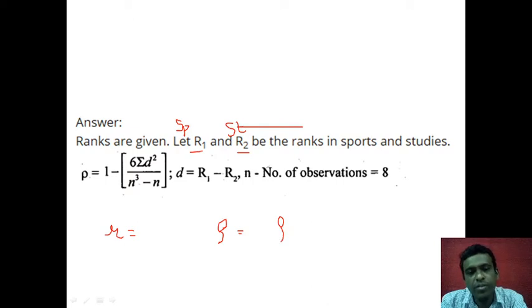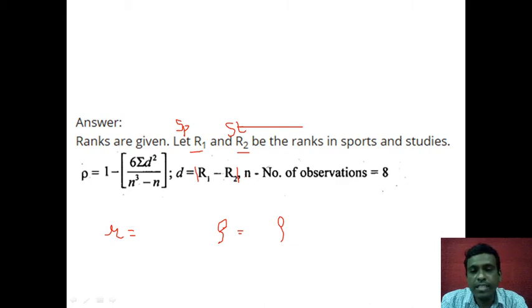So rho equals 1 minus, remember this, 1 minus in the bracket 6 sigma d square divided by n cube minus n, where d is nothing but the difference in R1 and R2. Some books write it as mod, because it is the positive difference. We are not interested in the negative difference, just the difference in the ranks, whether it is R1 minus R2 or R2 minus R1, one and the same. So we are not much interested in finding out whether it is a positive or negative value.